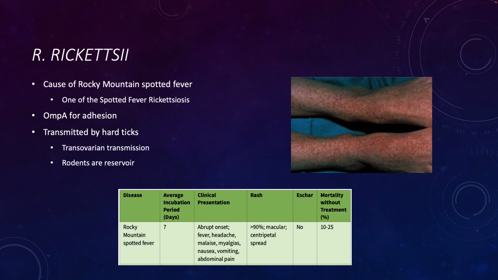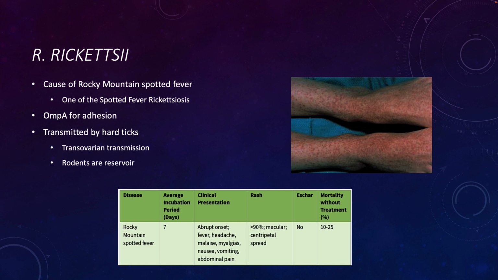So Rocky Mountain spotted fever has an average incubation period of about 7 days. The clinical presentation, just like lots of infections, fever, headache, muscle pain, tiredness. It can include nausea, vomiting, and abdominal pain. And what you generally see is a rash in the majority of the patients. You can see that here. That's why it's called spotted fever, because you see a rash all over the body accompanied with a fever.